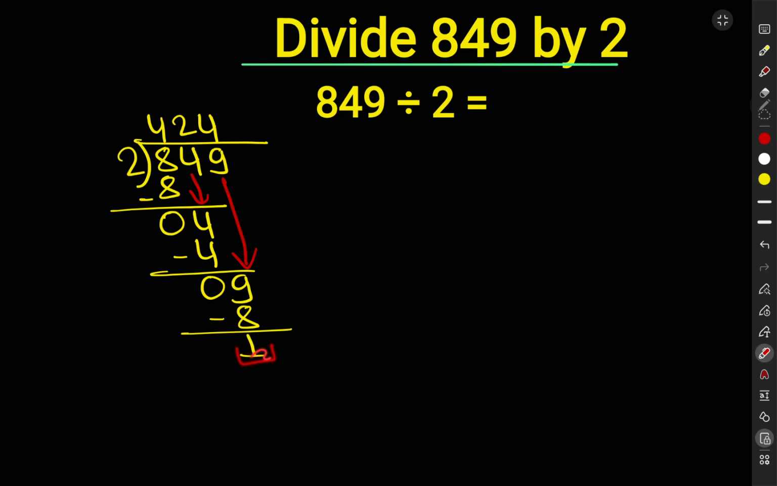So now this 1 is less than 2 and there is no other number to put it down. So we take here decimal so that we put 0. So now it is 10 and 2 times 5 is 10. On subtracting we get 0. So 849 divided by 2 is 424 decimal 5.